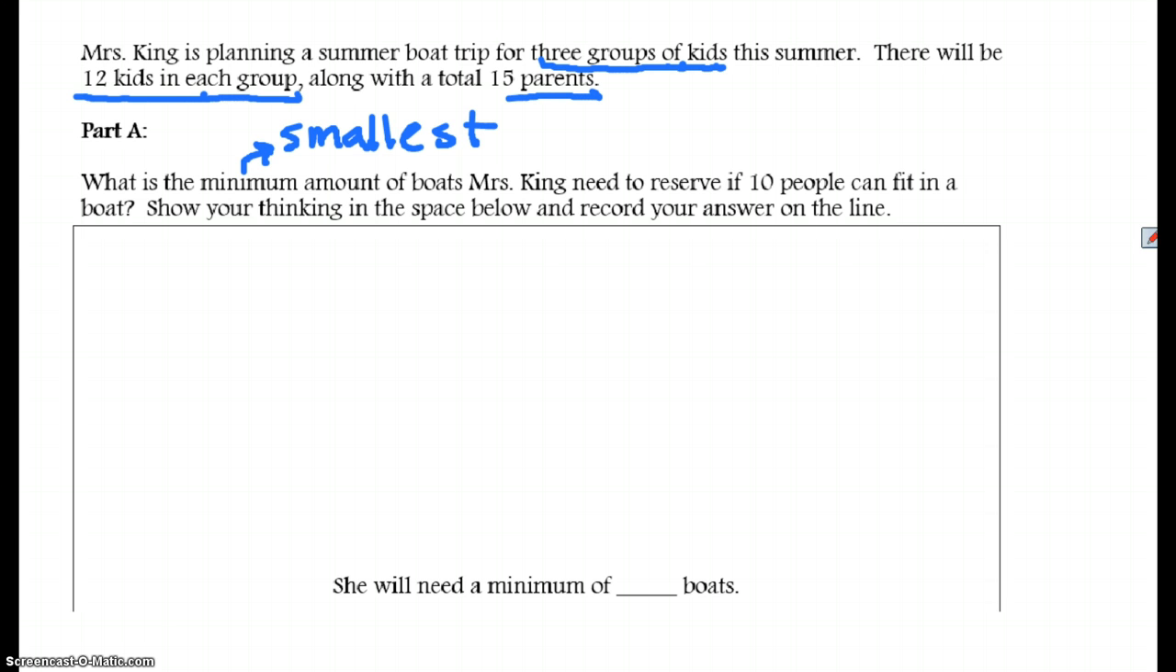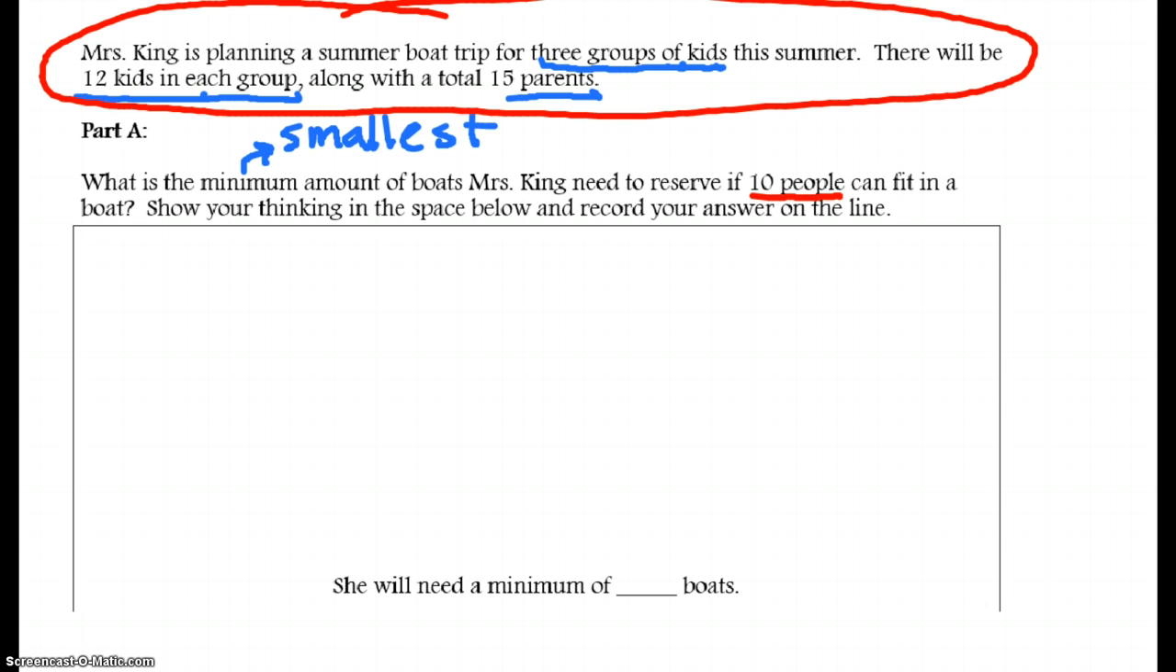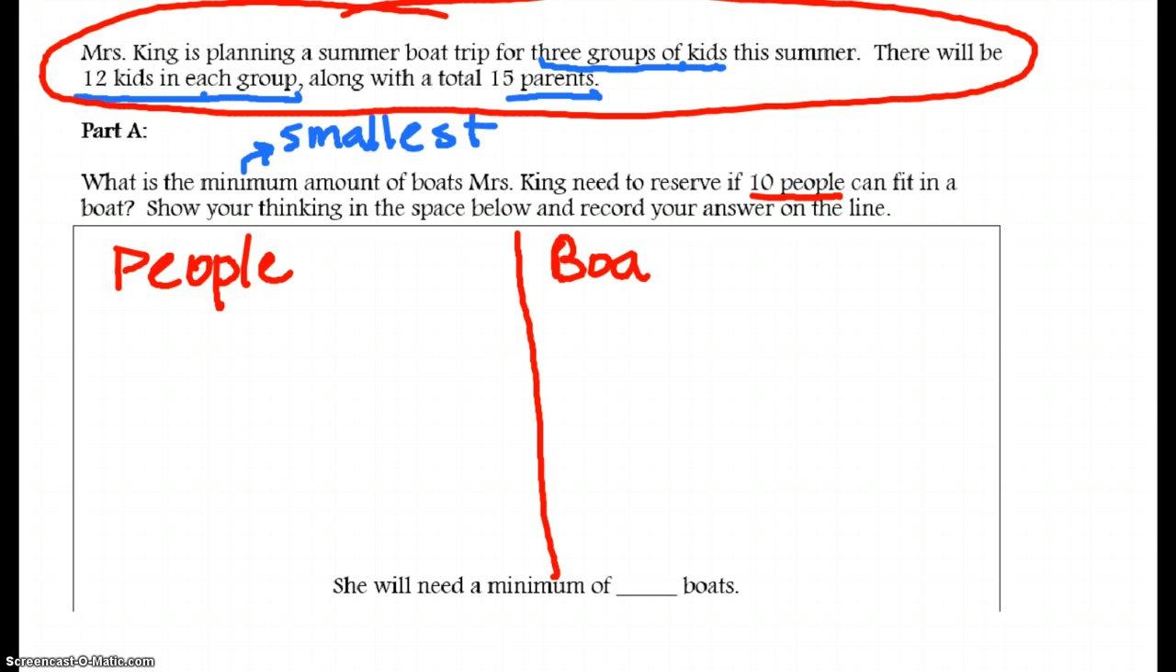So here's what I'm thinking so far. In order to figure out how many boats I need, I know 10 people can fit in each one, but I don't know how many people I have. But I know right up here, I have all the information that I need to figure that out. I'm going to break up the space below into 2 spots. I'll write people, so I can figure out how many people, and over here I'll write boats, so I can figure out how many boats.